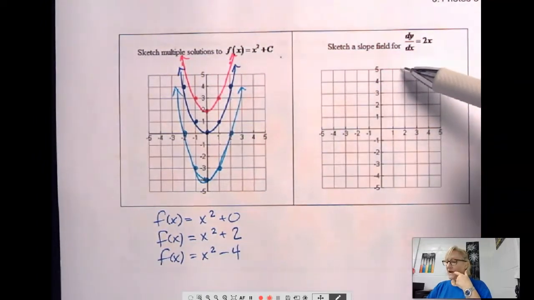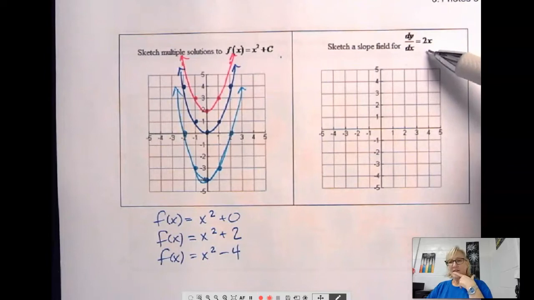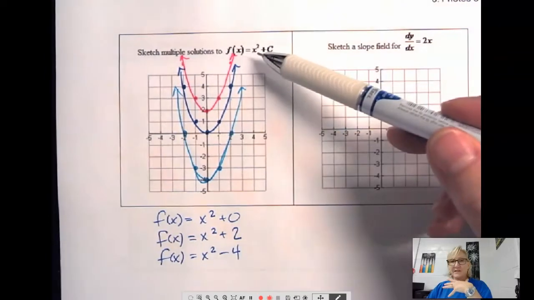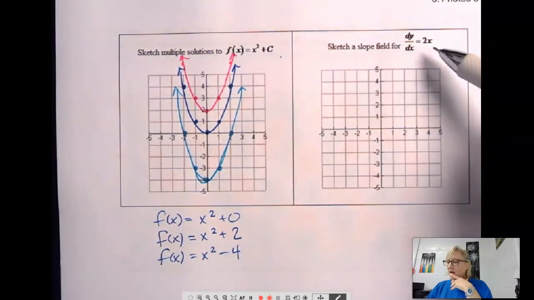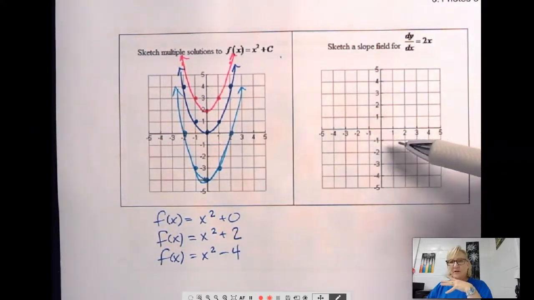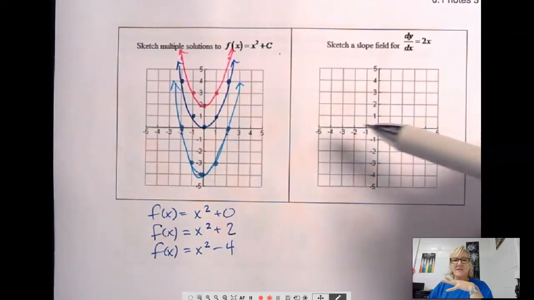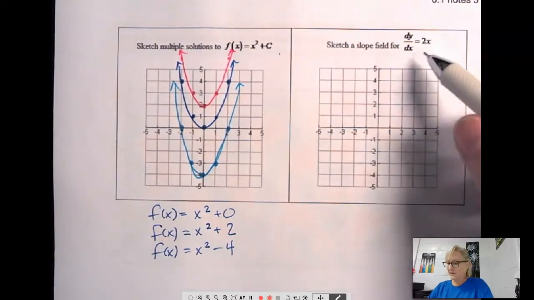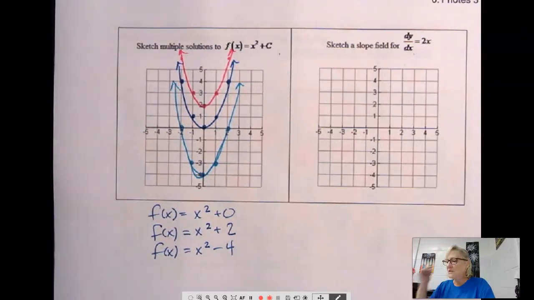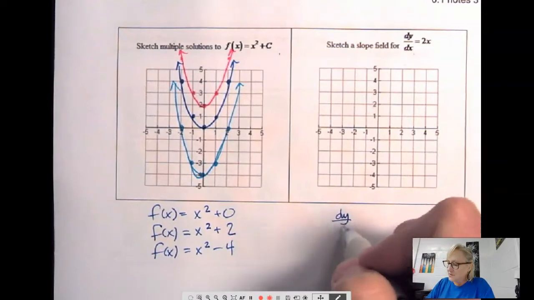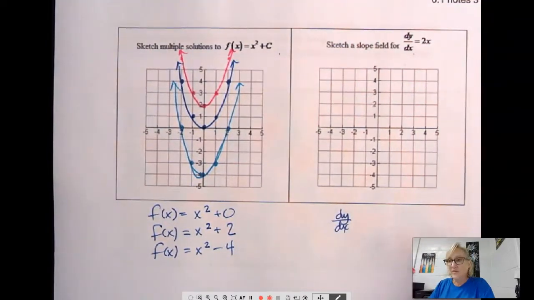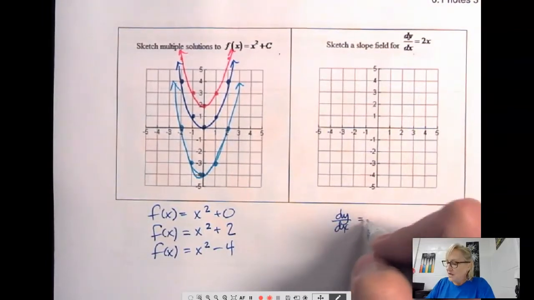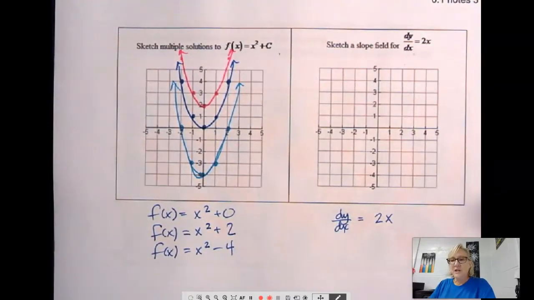Okay, so we're going to graph a slope field for dy dx equals 2x. Now we know what the antiderivative of 2x is. It's x squared plus c. But we're using this simple one here just to show you the connection between a slope field and the original function of that derivative equation. Okay, so what I'm going to do is take this dy dx, which represents the derivative or the slope of a function, slope of a tangent to the original function, equals 2x, and I'm going to generalize for some values.